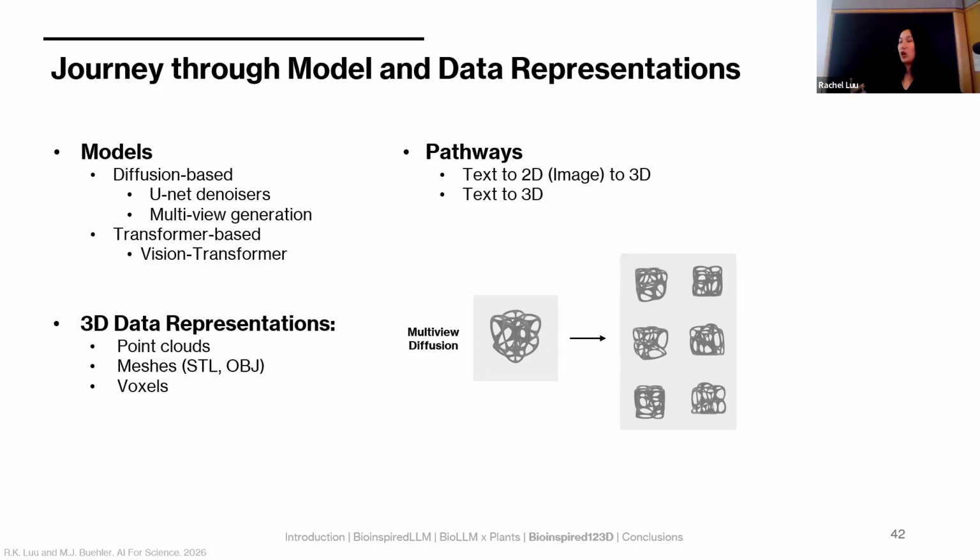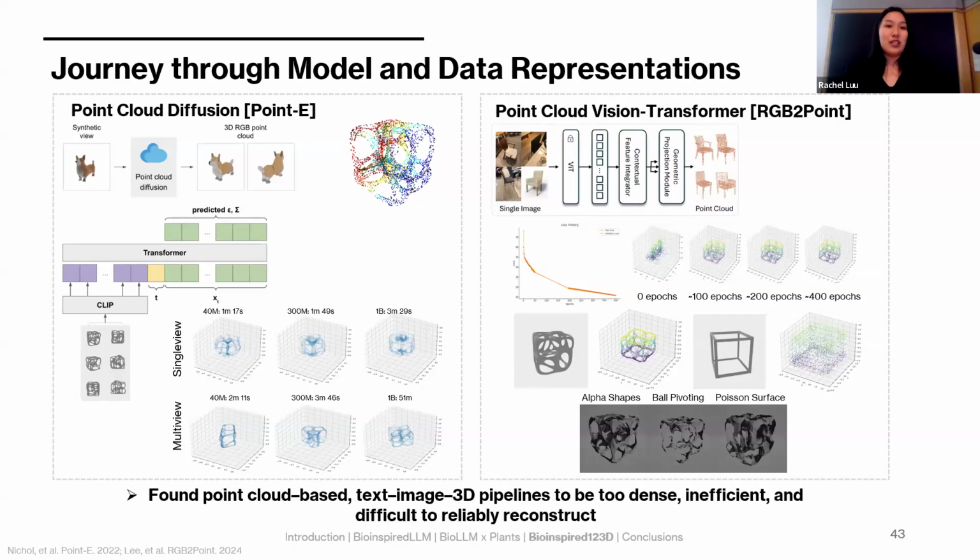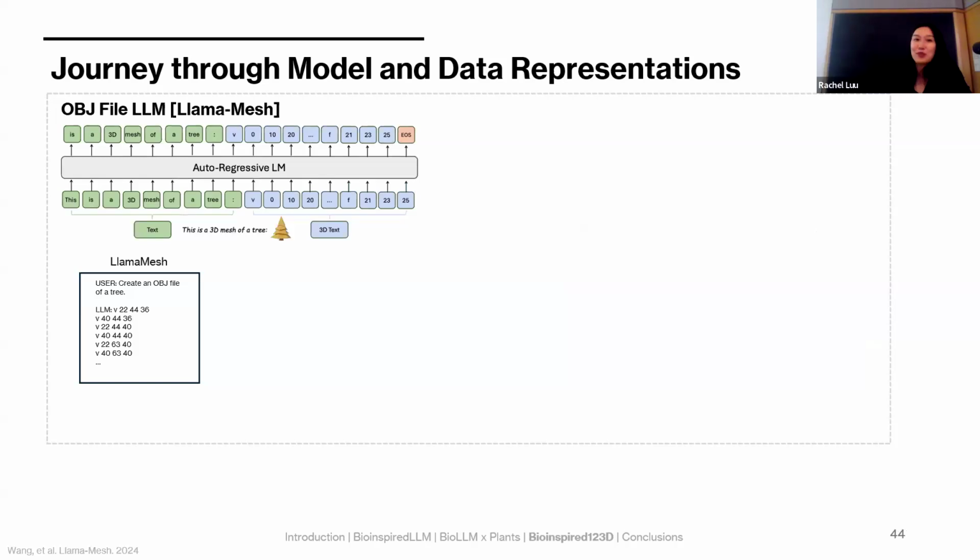When I looked into that space, a lot of work involved point clouds. So just two experiments that we were looking into in our investigations. We were testing out two different models, one based on a diffusion model, the other being a vision transformer model. But the main takeaway from this work is that this text to image to 3D pipeline ended up being just too dense and inefficient for what we're looking for. And specifically, passing it as a point cloud and doing that reconstruction phase ended up being a bit too unreliable.